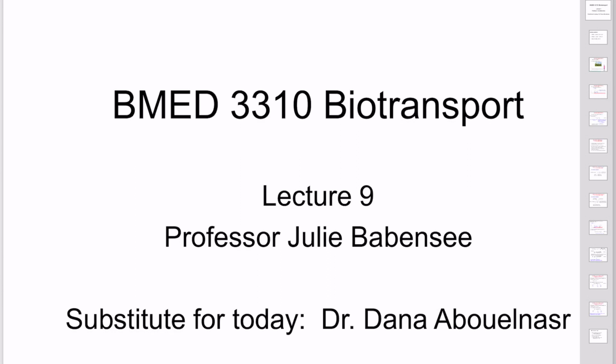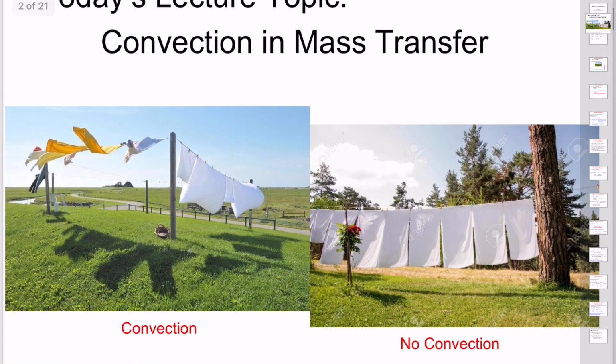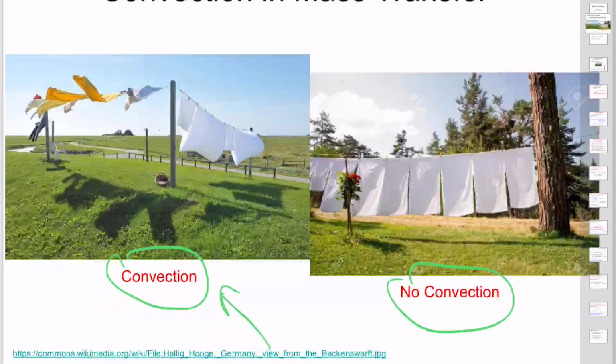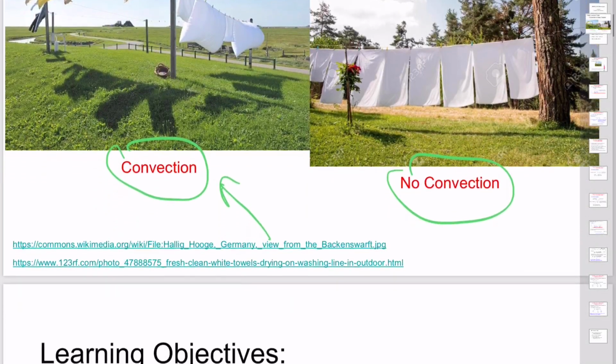Okay, this is lecture 9, where we're going to talk today about convection and mass transfer. And here's just an example of convection with the wind blowing on the clothes and no convection. And of course, in this instance with convection, they're going to dry faster. That's because the fluid is flowing past the solid surface of the clothes and taking away the water that has evaporated out of them. So the concentration gradient is higher and it dries faster.